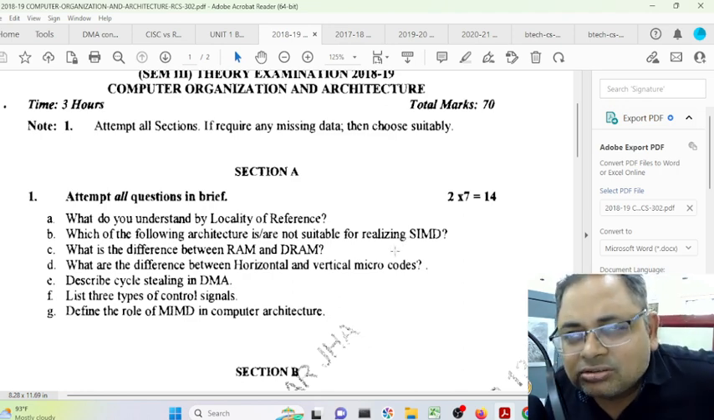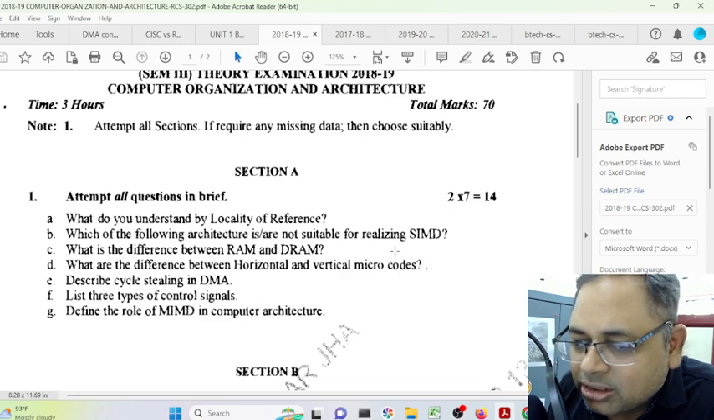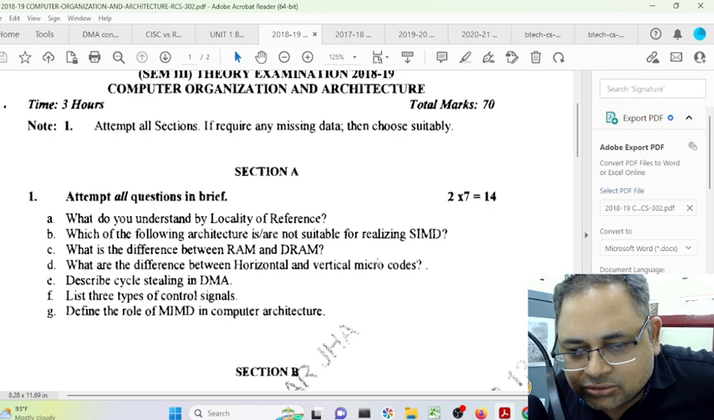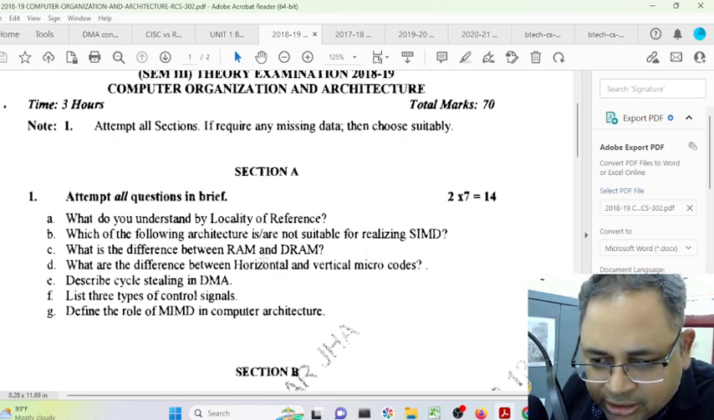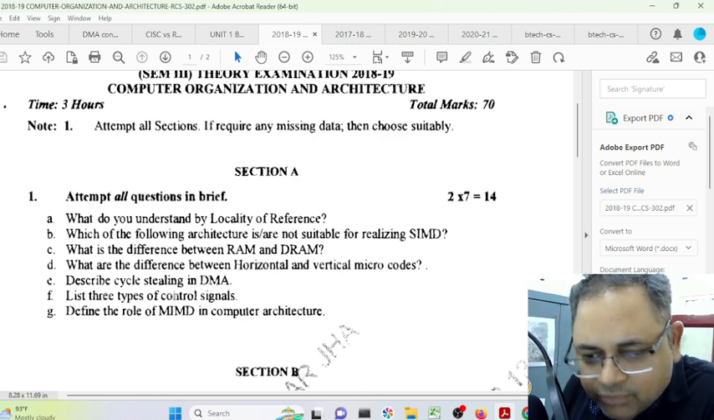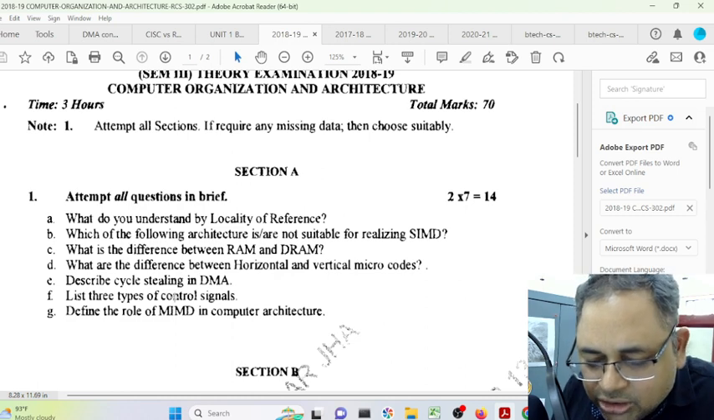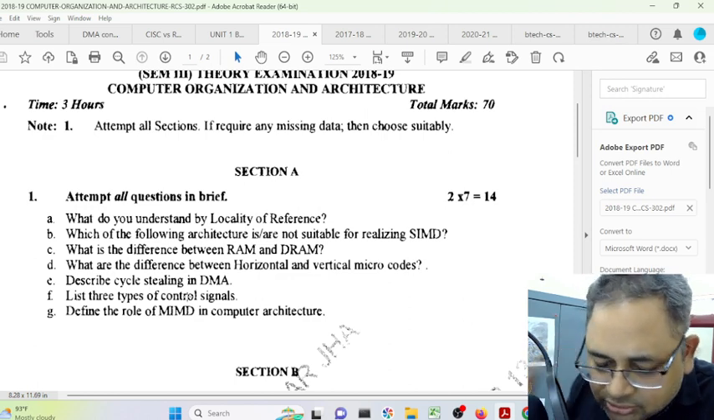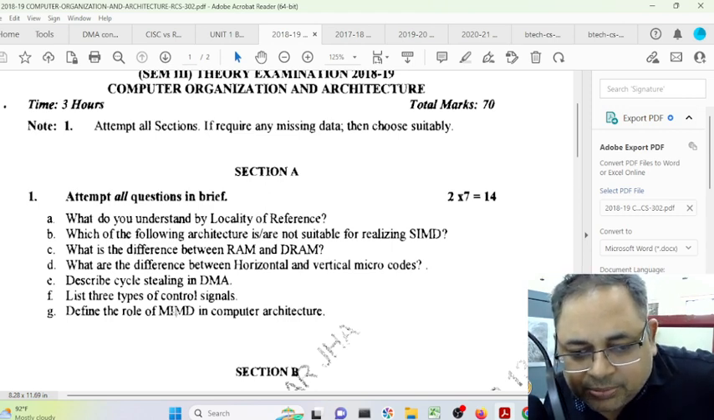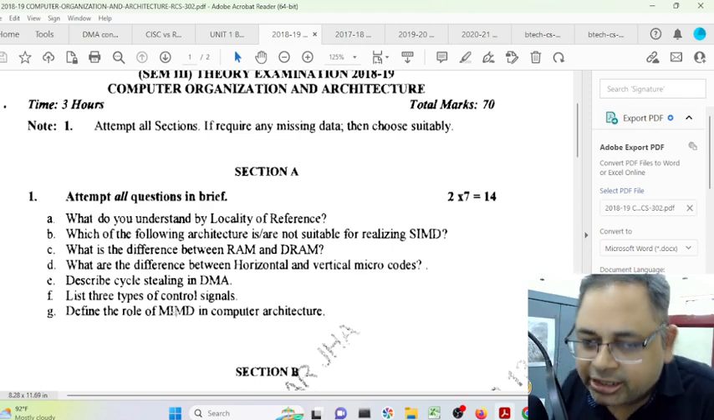Single instruction stream and multiple data stream. Yes, it is so. And there is RAM and DRAM. It's also a memory. And this DMA, that's unit 5. And the three types of control signals, that is unit 1. Control signals means it is asking read and write signals. And then there is unit 3, MIMD, that's multiple instruction stream and multiple data stream.